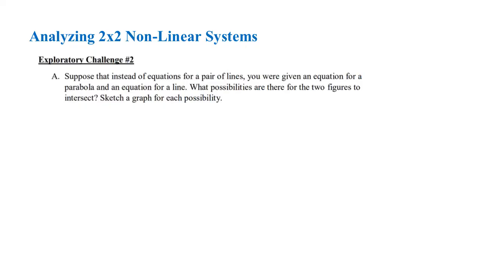We are now going to look at an exploratory challenge. Suppose that instead of equations for a pair of lines, you were given an equation for a parabola and an equation for a line. What possibilities are there for the two figures to intersect? Sketch a graph for each possibility. This is a really interesting scenario. So if I am looking at a linear equation, we know that it is going to be in the form y equals mx plus b.